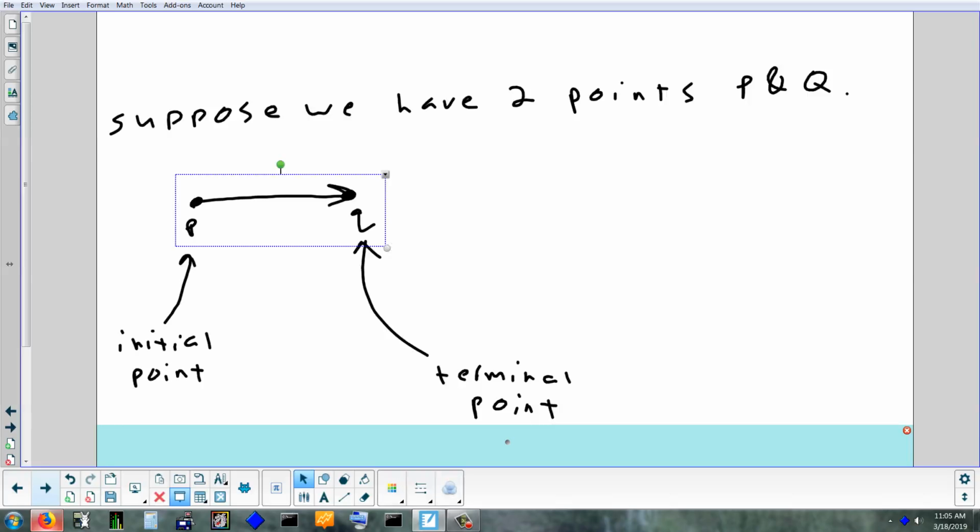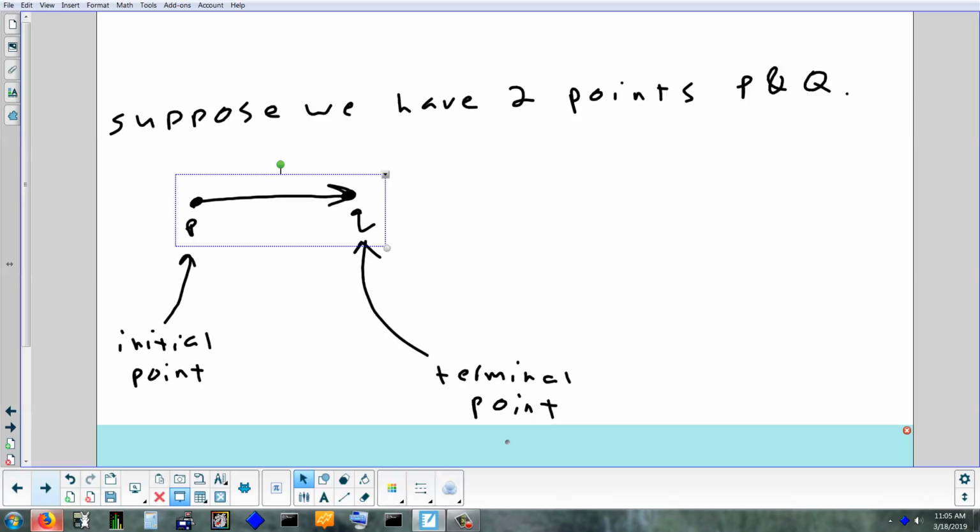It just keeps going. Well, if our arrow just went on forever, that would mean like an infinite force or an infinite speed. We don't have that. So it definitely starts somewhere and it stops somewhere. Okay, where it starts, we call that the initial point. Where it stops, that's the terminal point.